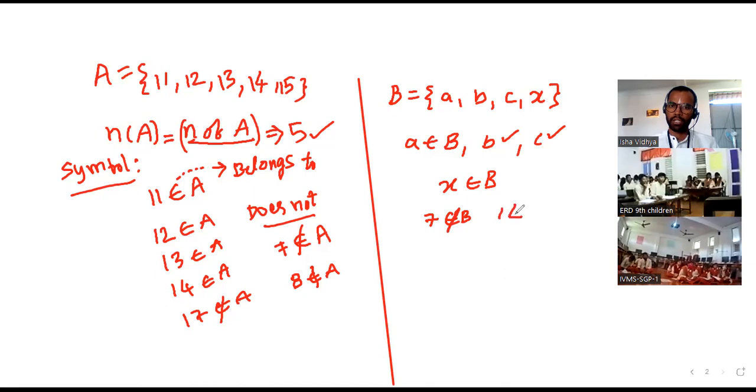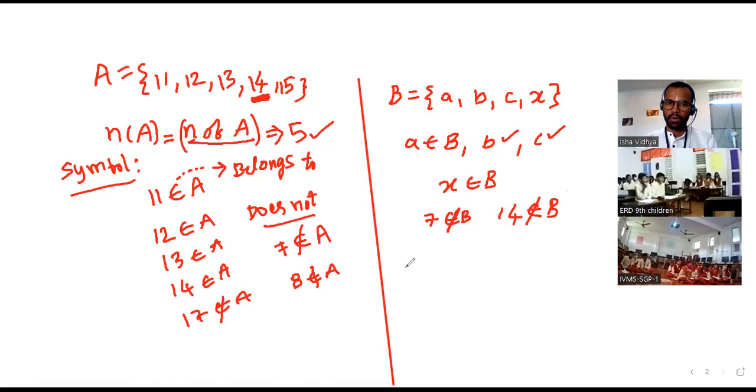Okay, now 14 is there. See here, 14 belongs to B or not? Does not belong to. Why not? 14 is there, no, here. No, it only belongs to A. Yes, clear. So that's how we have to see which set.